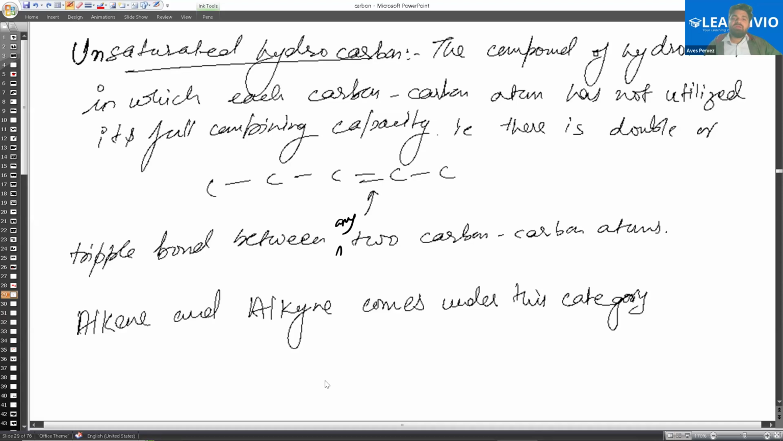Note it down. Compounds of hydrocarbon in which each carbon has not utilized its full combining capacity.